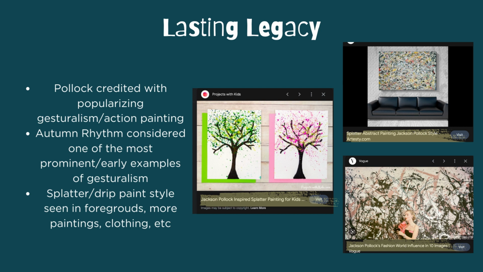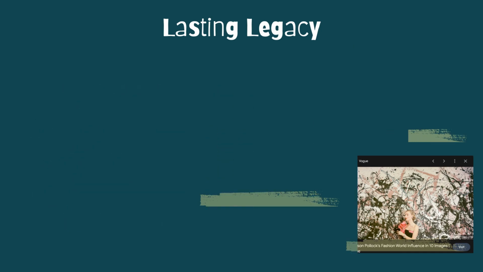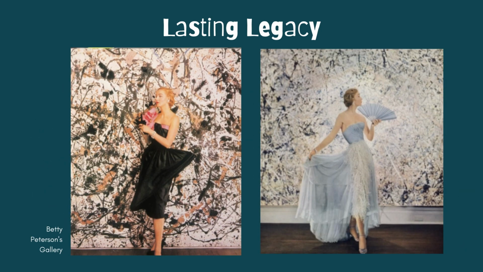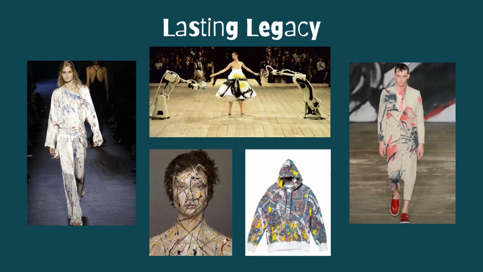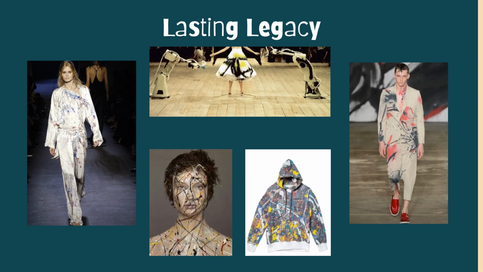This paint style has become a staple in the art community, showing up on foregrounds, the entire painting, or even in the fashion industry. For example, Pollock's art was shown in the 1951 issue of Vogue, where a model showed off the season's gown standing in front of Autumn Rhythm. Since then, his popularized style of action painting has infiltrated runways in many forms, such as shoes, suits, and dresses.